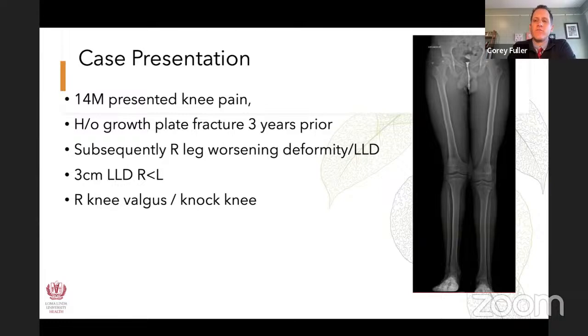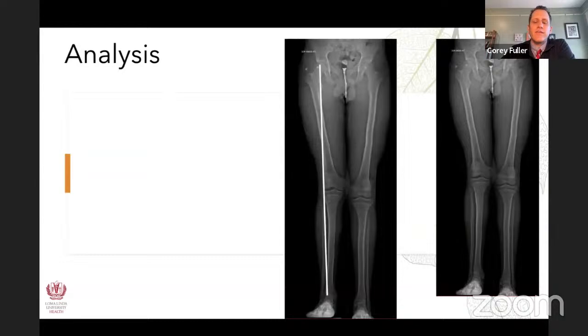This was a 14-year-old male. He had a growth plate fracture by his knee, ended up with a 3 centimeter leg length difference. The right side was shorter than the left, as well as he developed what's called knock knee or knee valgus. I will just show you, these are some of the ways we analyze it. You can see we draw a line from the center of the hip to the center of the ankle. We like that to go through the middle of the knee, not out to the side of the knee, which implies he has what we call knock knee.